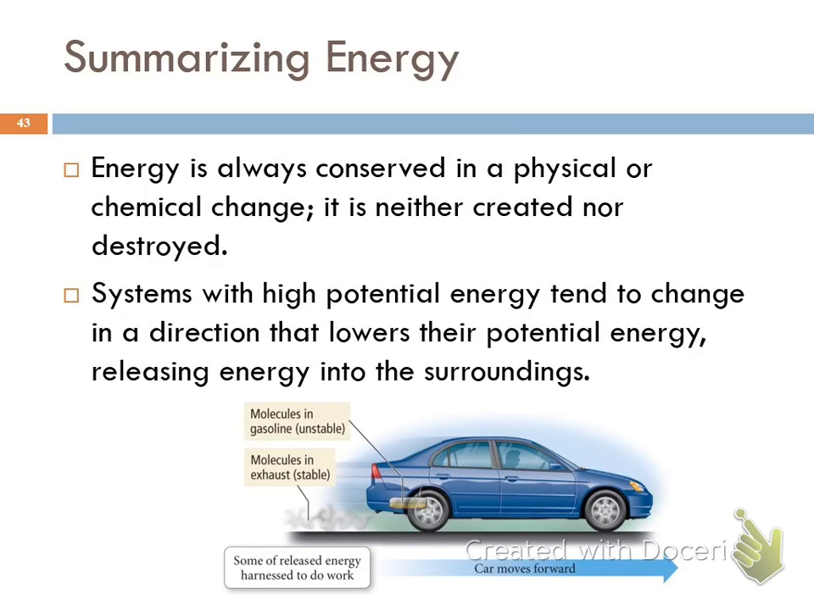So summarizing, energy is always conserved in physical or chemical changes. You can't make it, you can't destroy it. But systems with high potential energy tend to change in a direction that lowers their potential energy, releasing energy into the surroundings. What happens is that we can take more useful forms of energy, and in transferring them into kinetic energy, we lose some of that energy into the environment as heat or thermal energy.